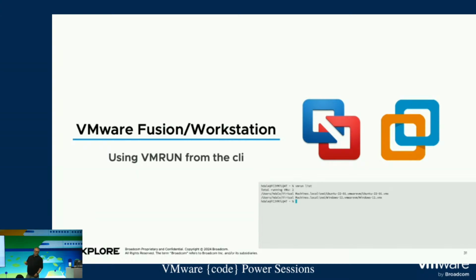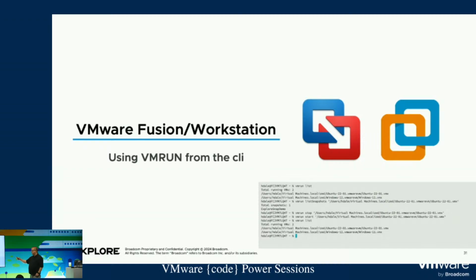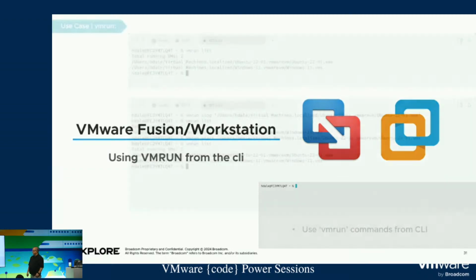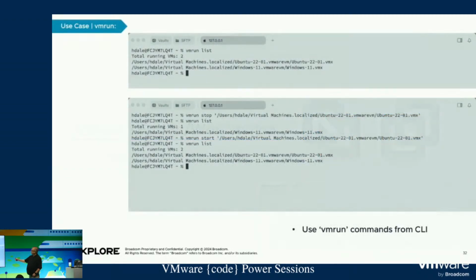Now, if you don't want to use the APIs and you just want to use Workstation or Fusion as a place to have some VMs running that maybe are a throwaway, or maybe you want to have a Linux box that's running something, there's also a vmrun command that you can run from the CLI. So I wanted to show that. If you do a vmrun list from the command prompt, it'll show you every VM that's running.